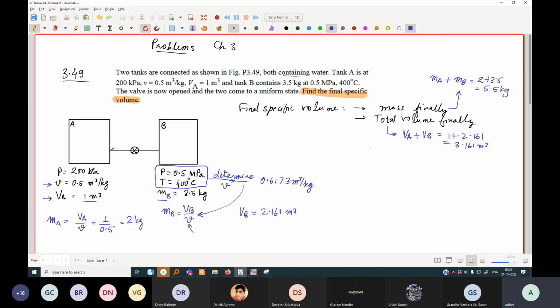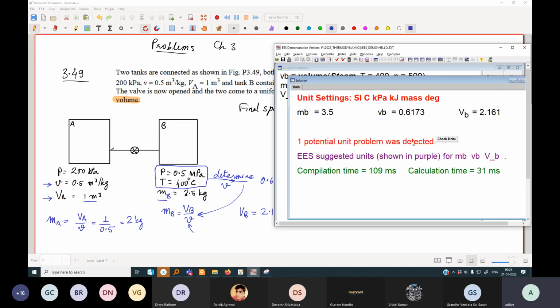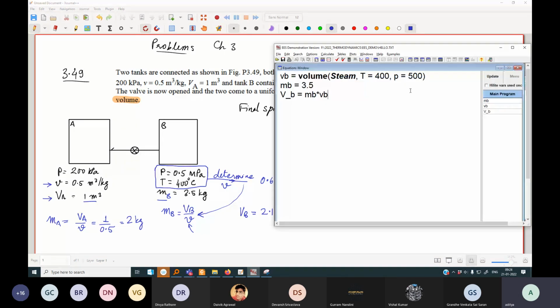So the final specific volume is equal to 3.161 over 5.5. And so what is this? I can use the engineering equations all over here as well. V final is equal to, I can say, VB plus 1 divided by MB plus 2.